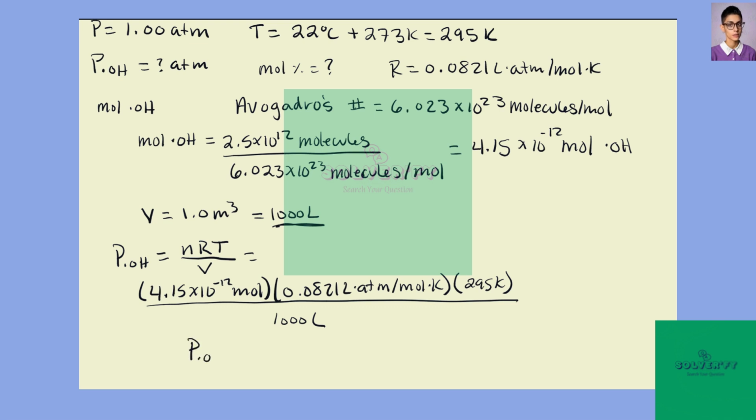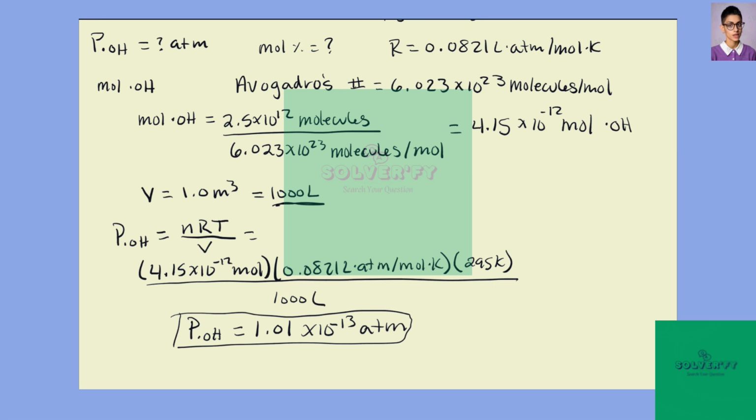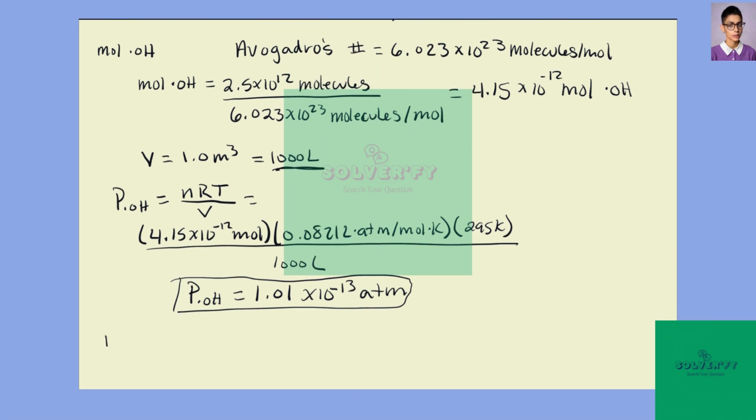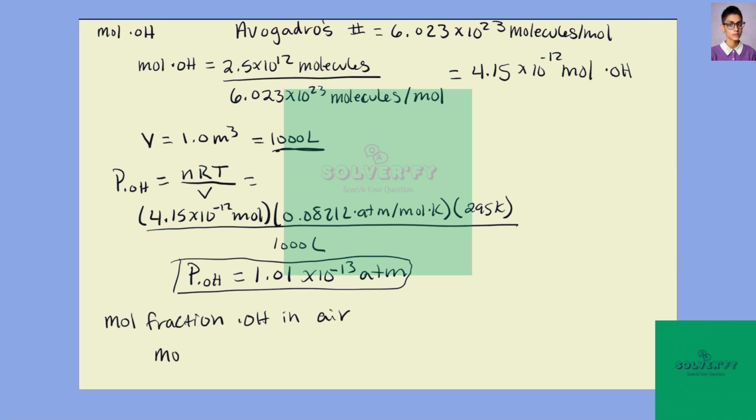So when we calculate the pressure of our radical, or the partial pressure of our radical, it's going to equal 1.01 times 10 to the negative 13 atmospheres. And this is our partial pressure of the hydroxyl radical. To figure out the mole percent, we're going to be needing to use the mole fraction. So the mole fraction of our radical in the air is going to be equal to our partial pressure of our radical divided by the total pressure.